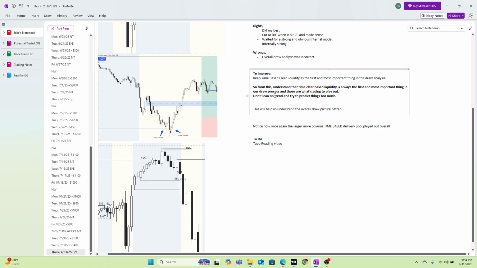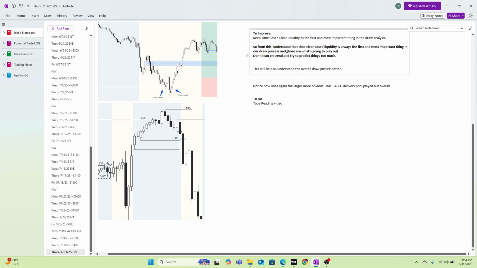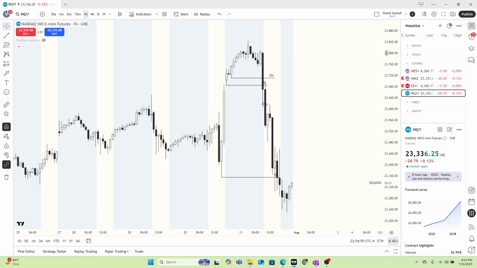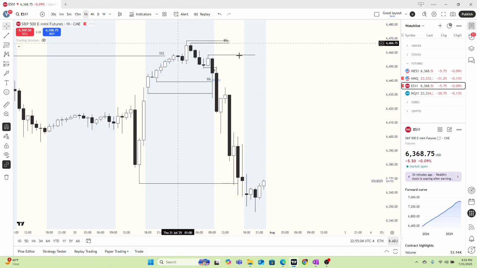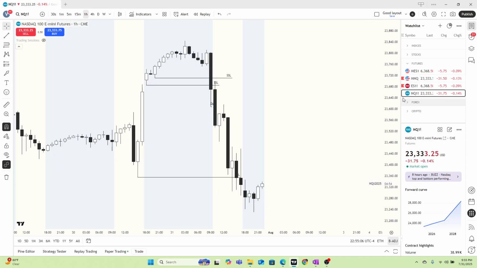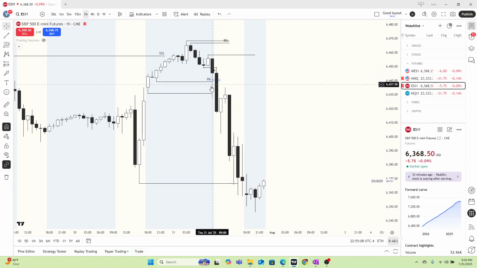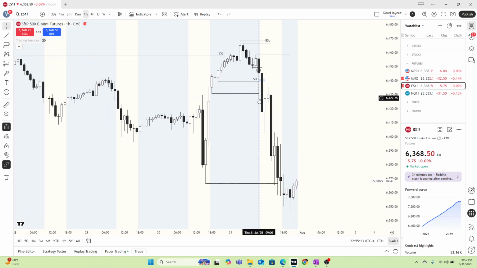So understand that clear time-based liquidity is the first and most important thing in the draw process, and that's what's most likely going to play out. Don't lean into the trend and try to predict things really. Let the chart tell you what's going on. Obviously it was telling you it wasn't ready to fully move down yet. You gotta just use your context and keep it alive. The big thing we learned today is that time-based liquidity and more clear, obvious liquidity is what's going to do it.